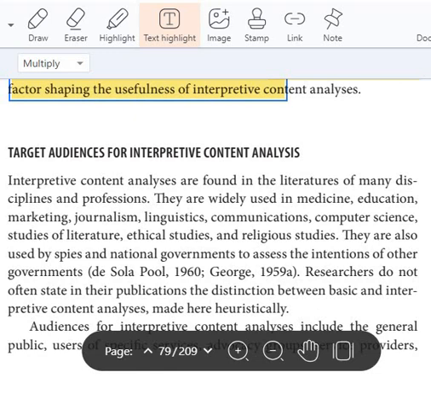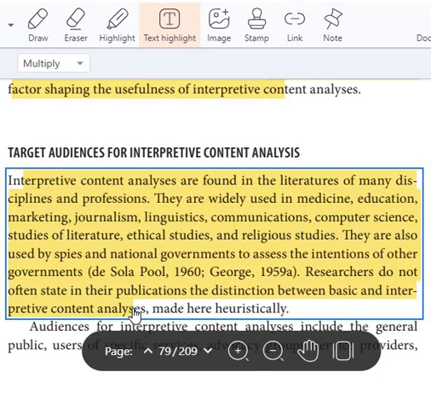Okay, interpretive content analyses are found in the literatures of many disciplines and professions. They are widely used in medicine. We don't have it in social work. We should remember this, okay? They are widely used in medicine, education, marketing, journalism, linguistics, communications, computer science, studies of literature, ethical studies, and religious studies. They are also used by spies, okay? Yeah, and national governments. Why? To assess the intentions of other governments, okay?